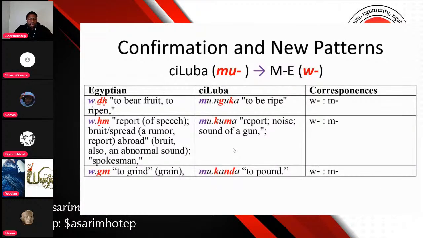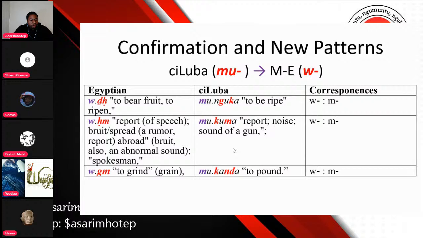So as predicted, the W in ancient Egyptian is going to correspond with the M in Chiluba. We have these different words here that utilize that prefix, and we see that they correspond to what we see in ancient Egyptian. So Wadech, or however you would pronounce that using Egyptology speak, meaning to bear fruit, to ripen, is cognate with Chiluba Mu and Guka, to be ripe. And then we have a report of speech, spread a rumor, report abroad, also an abnormal sound, a spokesman, which corresponds to mukuma, report, noise, sound of a gun.